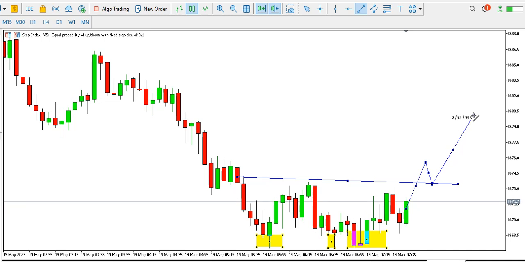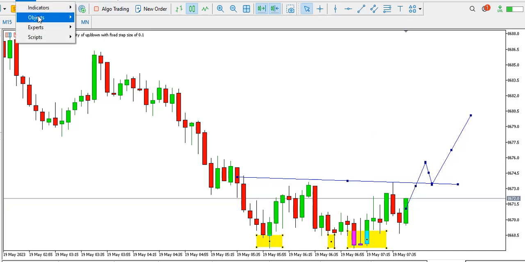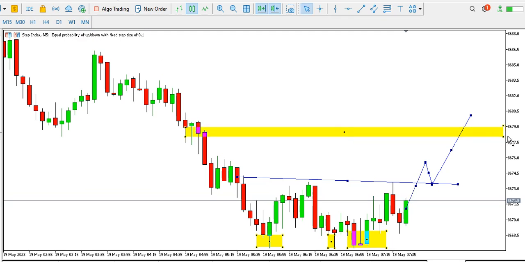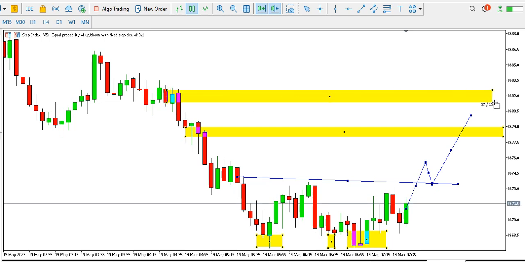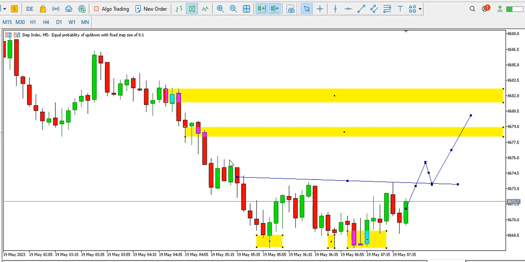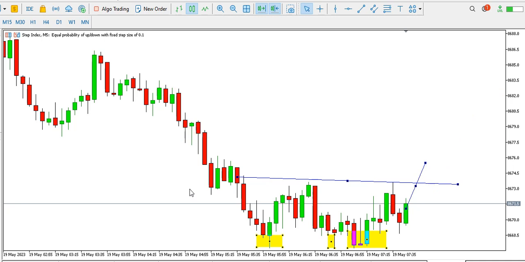If price is going to go up from there, the buyers might be contending with this order block here at the 8678 area before a further rise could meet with another order block around here, 8682 area. But for now, the overall trend is bearish.